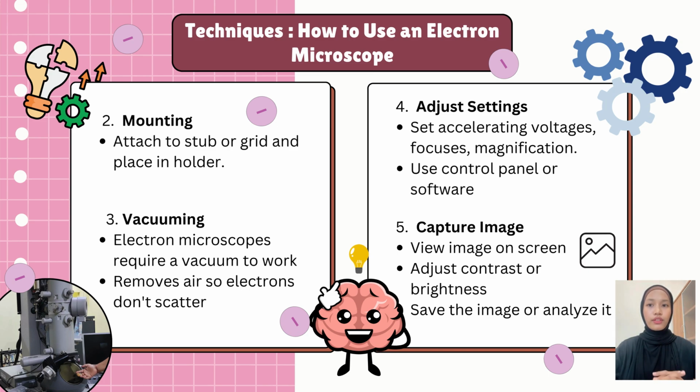So, even though electron microscopes look futuristic, they still rely on human technique and careful steps. From cleaning the sample, to setting the voltage, to capturing the final image, every part of the process plays a big role in getting accurate and useful results.